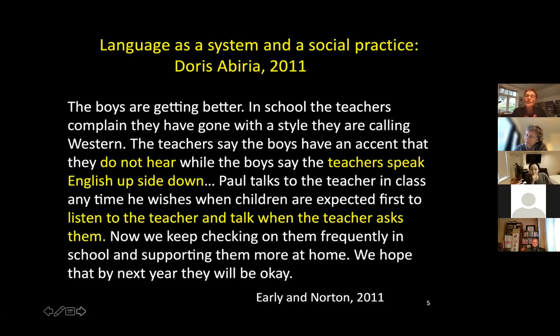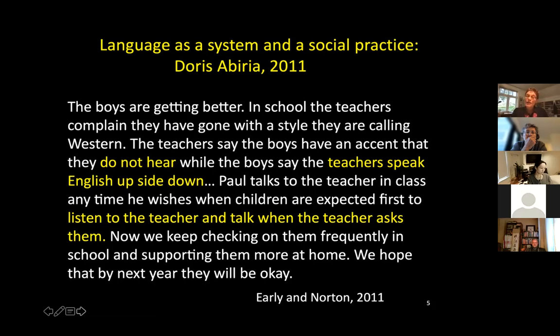So I'm going to take you, first of all, to a letter that Margaret Early and I received a number of years ago, when a student of ours, Doris Abiria from Uganda, returned to Uganda with her two boys and her partner, Sam Ndema, who in fact had done a PhD with me at OISE. And this letter provides, I think, a very interesting window on language as a system and a social practice.